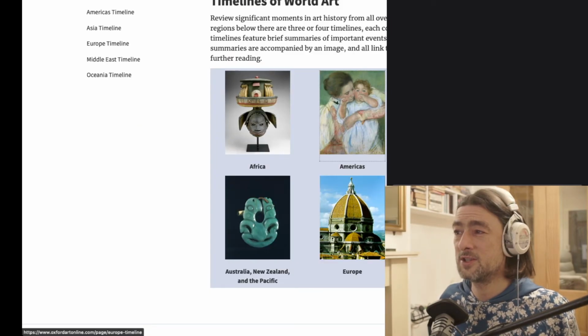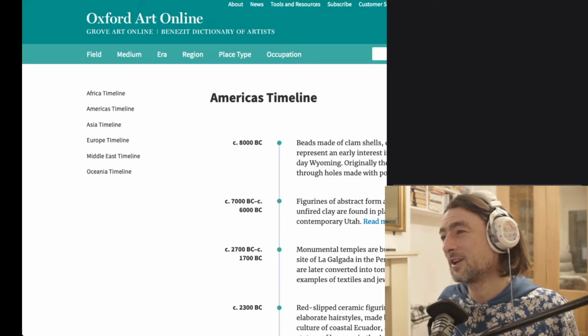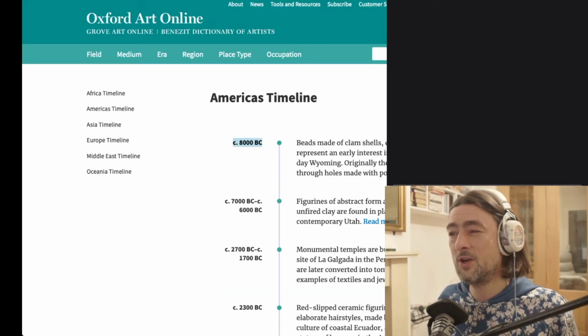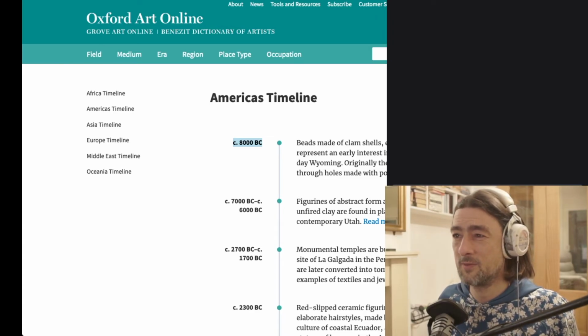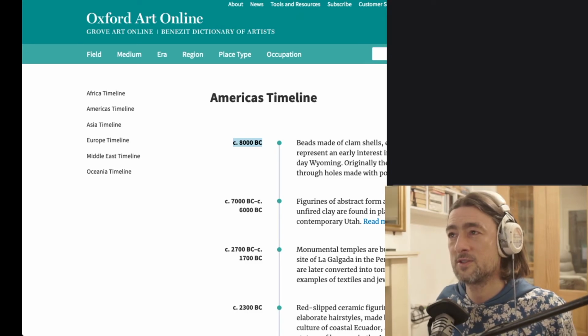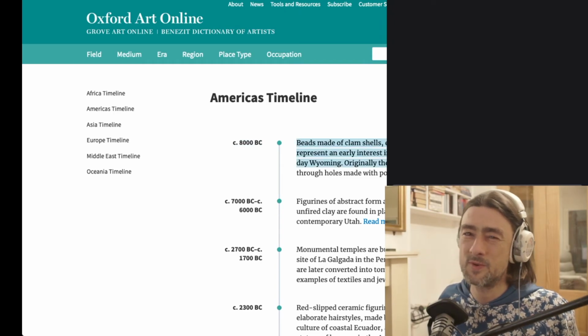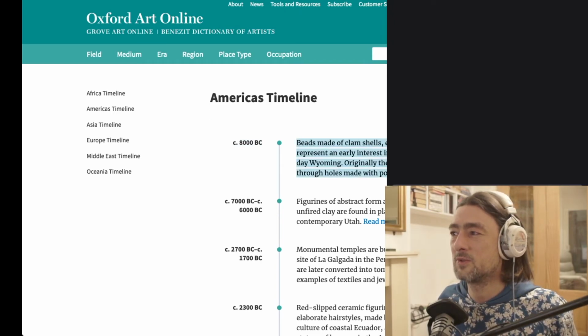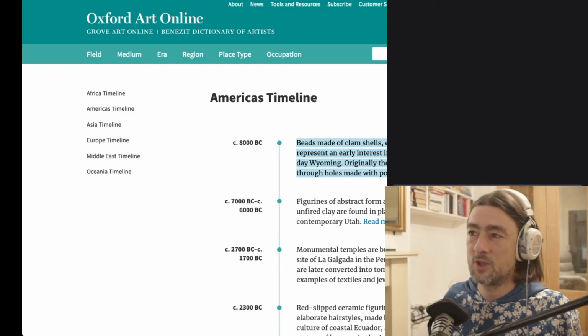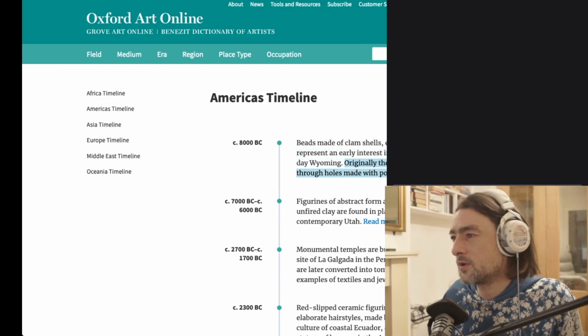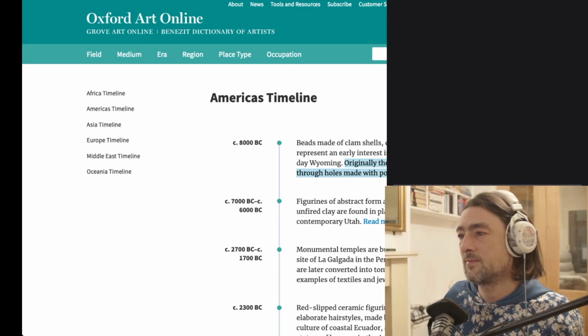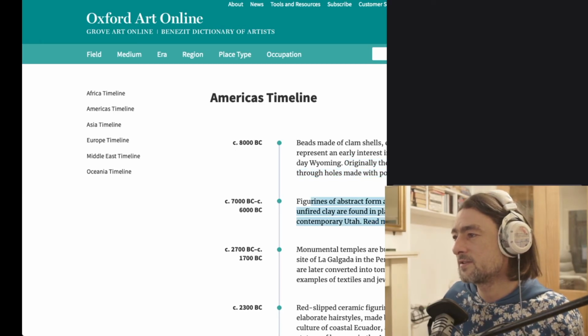Scary. The Americas. I mean, people go way back. 8,000 BC. It's not even the oldest, the Americas. Not even the native peoples seem to go back as far as Africa and Australia. Beads made of clamshells, engraved bones and pebbles. I mean, there probably were older peoples on lands that became the Americas. Beads strung onto cords. Yes, we've got beads. That's your main thing. And then figurines of abstract form.